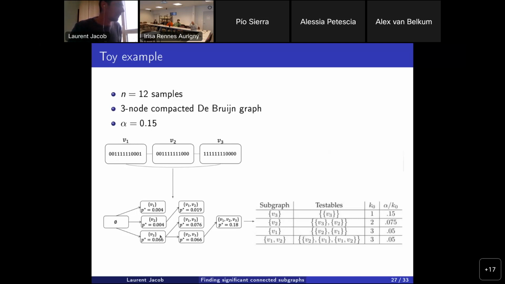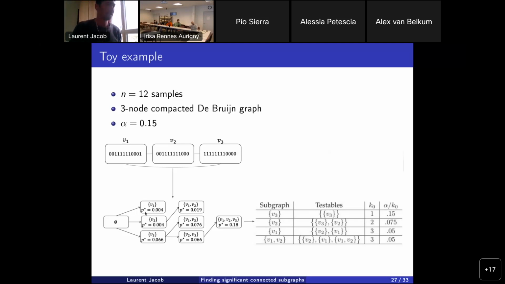And so assume we start from node 3 here. We test if it's associated with... sorry, we don't test it. We just compute its minimal p-value for this one, and we obtain p star. It's 0.06. Okay, since k for the moment is 1, alpha over k is 0.15. It's our threshold, and so V3 is testable. We add it to our active set. We do the same thing with 2. The minimal p-value is 0.004.